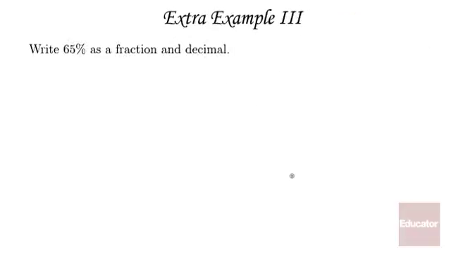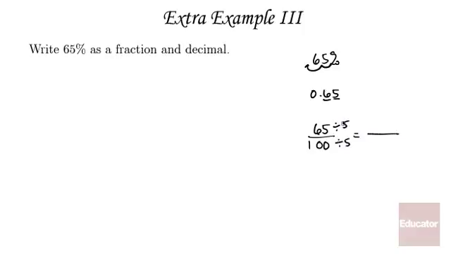Write 65% as a fraction and a decimal. I'm going to take 65% and write it as a decimal first, because that's the most relatable. So you move it back 2 places. So it's 0.65 as a decimal. And then as a fraction, I'm going to take this 65, count the decimal places. 2 places means 2 zeros. It's in the 100th place value. And now I'm going to simplify by dividing by 5.